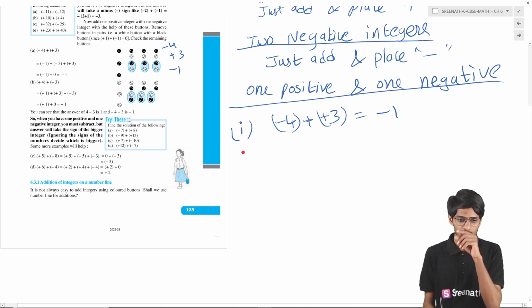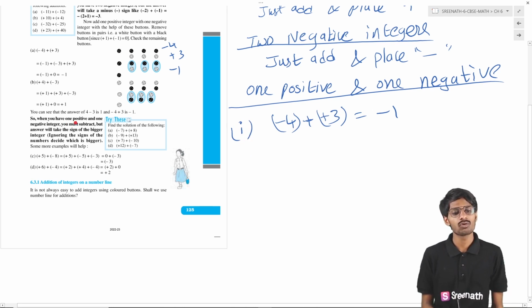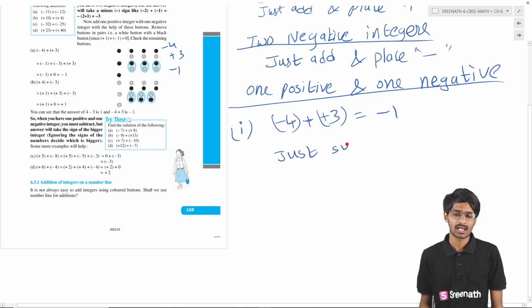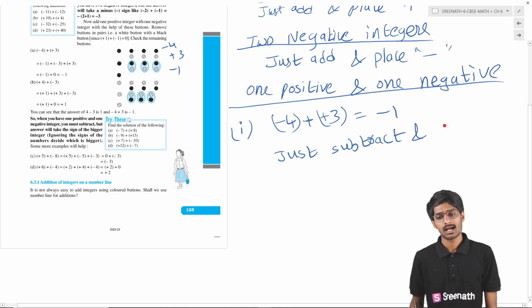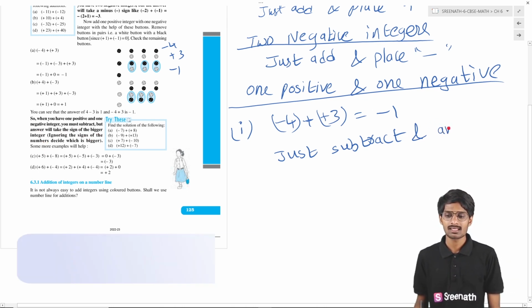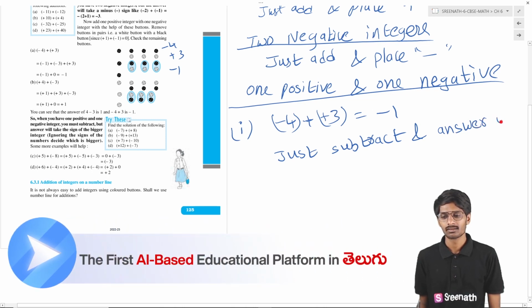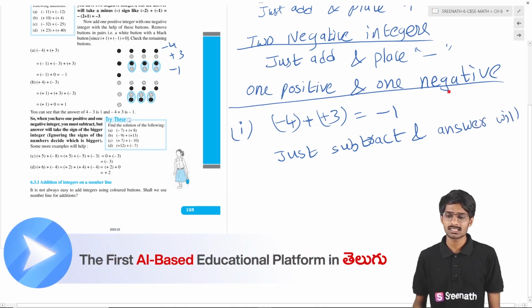So how you will do is, in this case, when you have one positive and one negative integer, you must just subtract. And the answer will take the sign of the bigger integer. Just subtract and place the sign of the bigger integer.